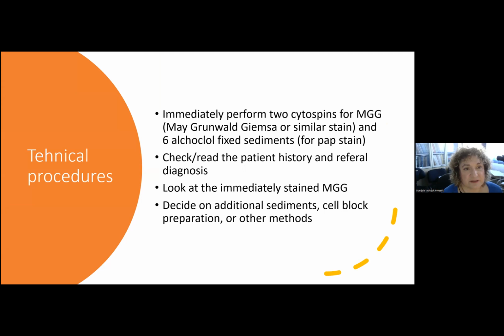How do we approach our material? We immediately perform 2 cytospins for MGG or Pappenheim stain, May-Grünwald Giemsa or similar, and 6 alcohol-fixed sediments for Pap stain. In the meantime, while we wait for the first slides, we check and read the patient history and referral diagnosis, of course. Then we look at the MGG stain slides, and at that moment we decide on additional sediments, cell block preparation, or other methods, maybe molecular. So this is our workflow.